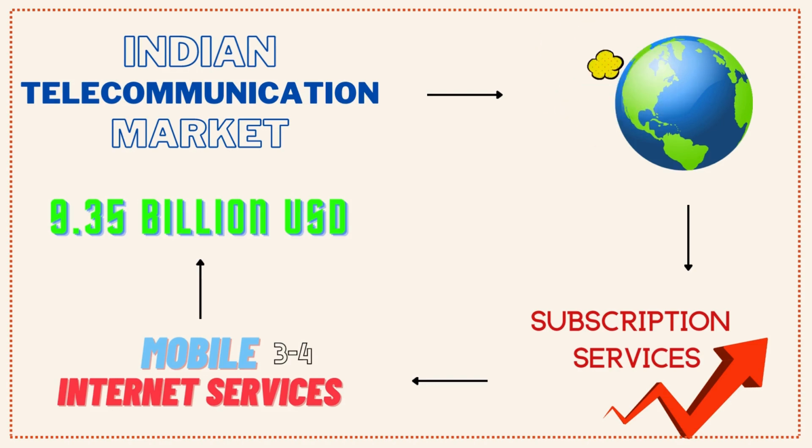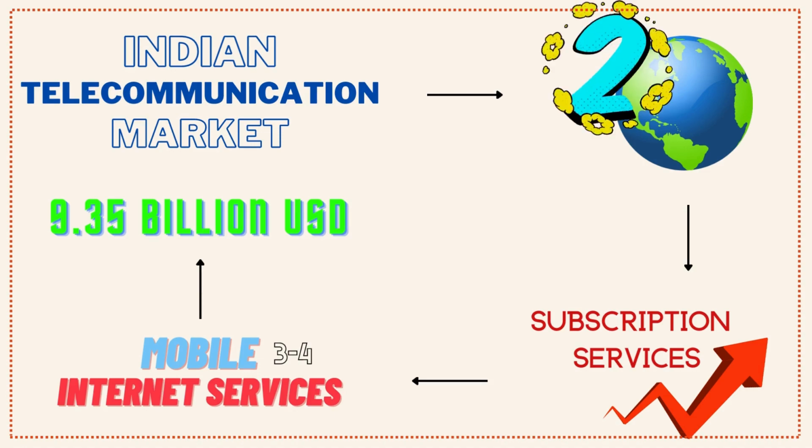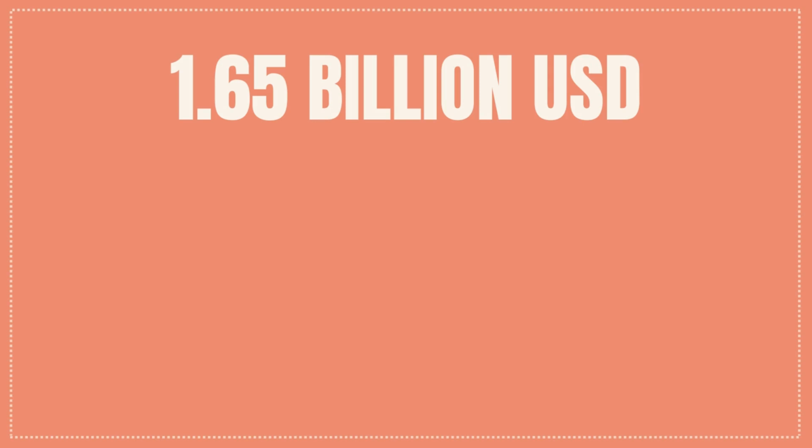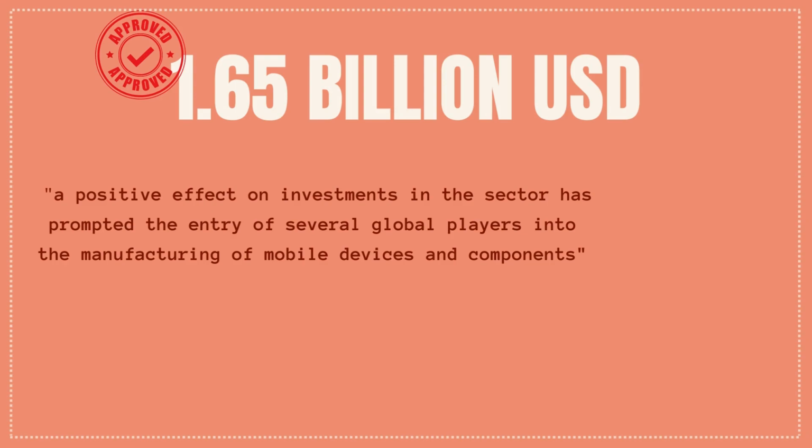The media and broadcasting sector has also seen rapid growth in the same year. The government has approved 1.65 billion US dollars in a production-linked incentive scheme for the telecom sector in June 2021. This has had a positive effect on investments in the sector, and it has also prompted the entry of several global players into the manufacturing of mobile devices and components.